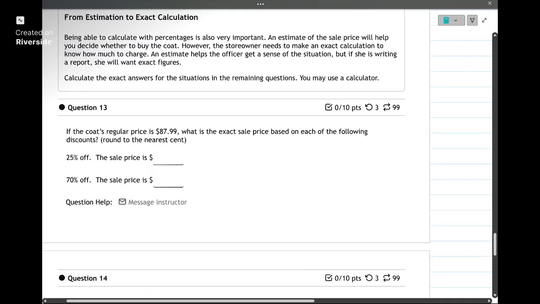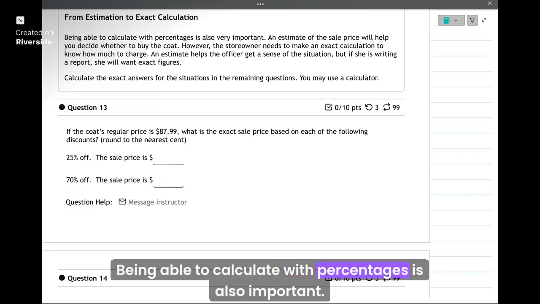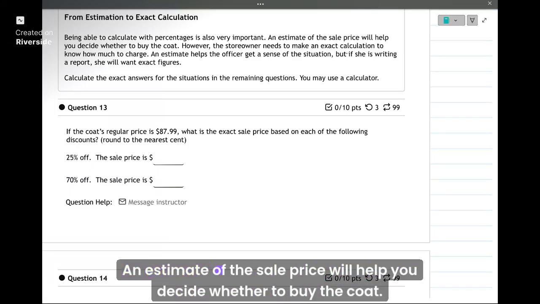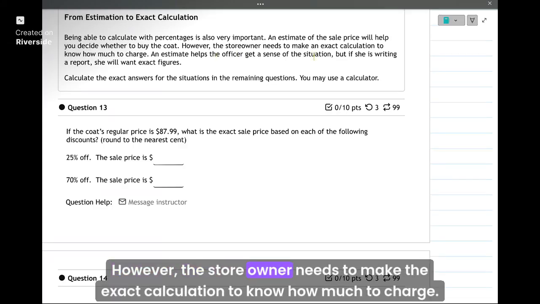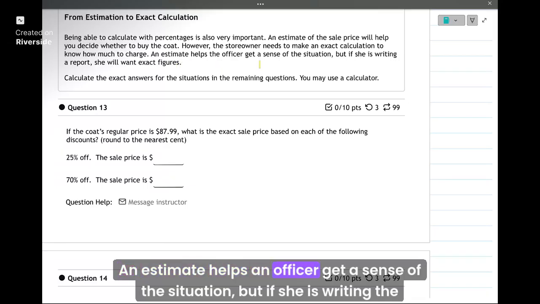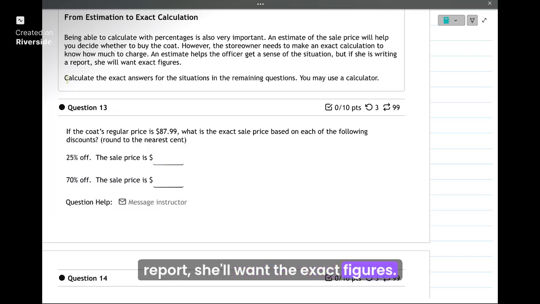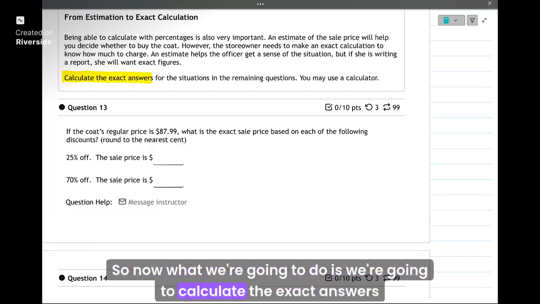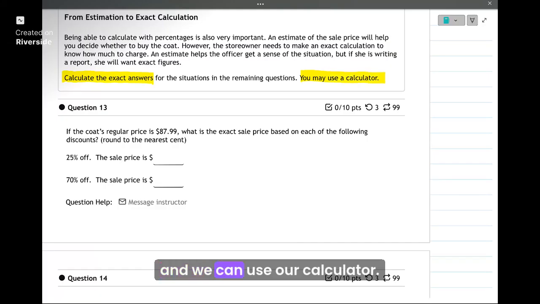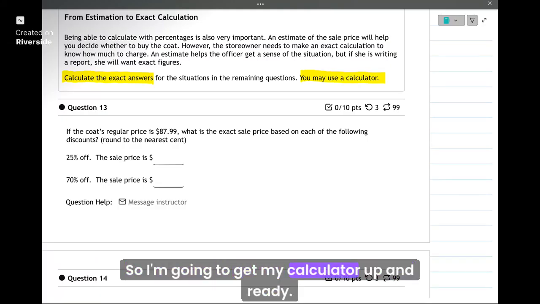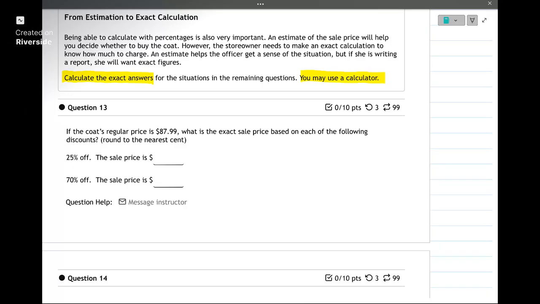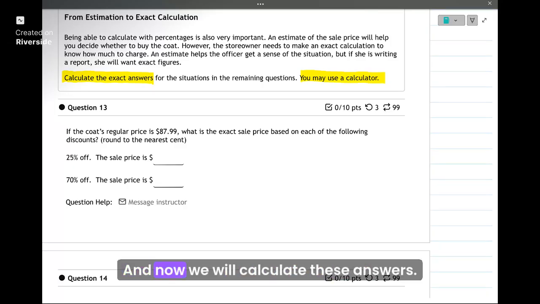Okay. Being able to calculate with percentages is also important. An estimate of the sale price will help you decide whether to buy the coat. However, the store owner needs to make the exact calculation to know how much to charge. An estimate helps an officer get a sense of the situation, but if she is writing the report, she'll want the exact figures. So now we're going to calculate the exact answers, and we can use our calculator. So I'm going to get my calculator up and ready. Give me one moment. And now we will calculate these answers.